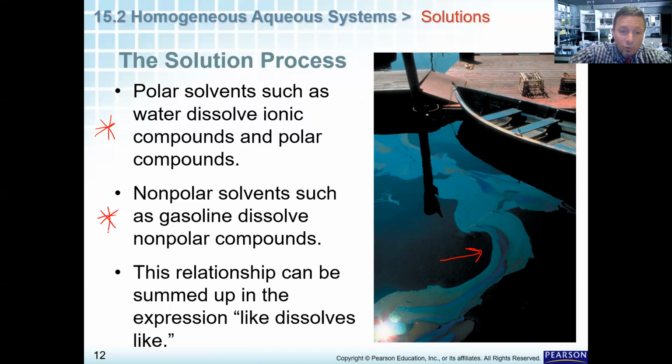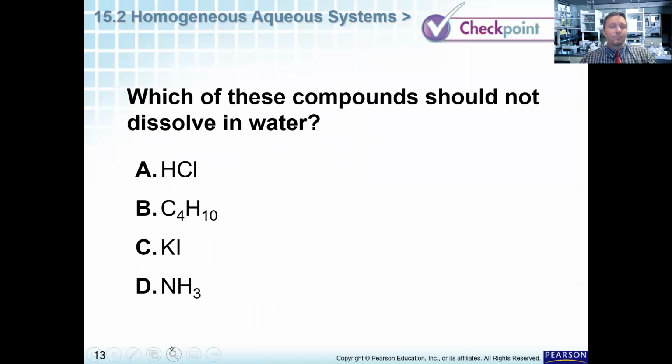And here's what you just saw me write a second ago. Like dissolves like. That's an expression that can help you remember this. So that's really important when you talk about solutions and dissolving. So let's look at a checkpoint right here. Which of these compounds should not dissolve in water? So here we have HCl, we have C4H10, we have KI, and we have NH3. So we think about like dissolves like.